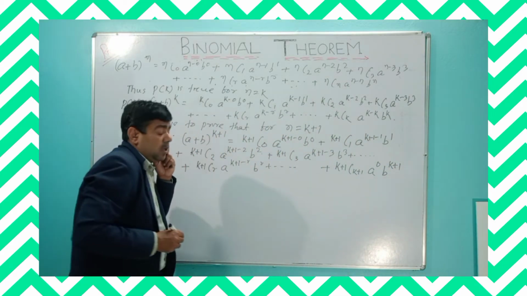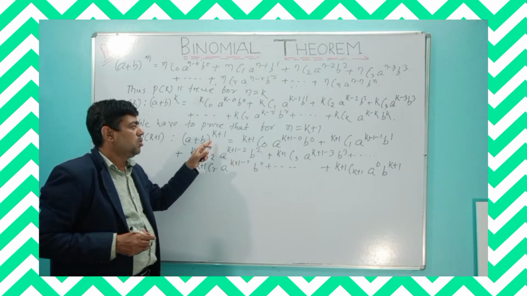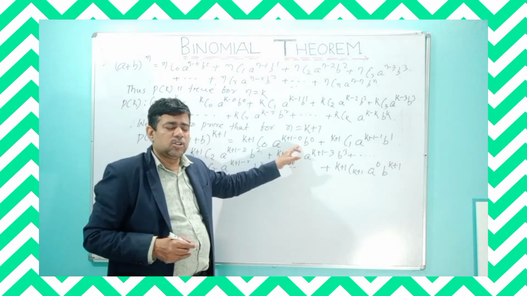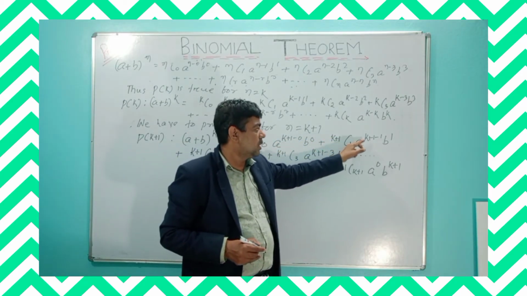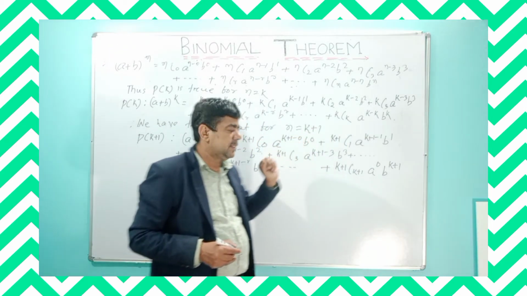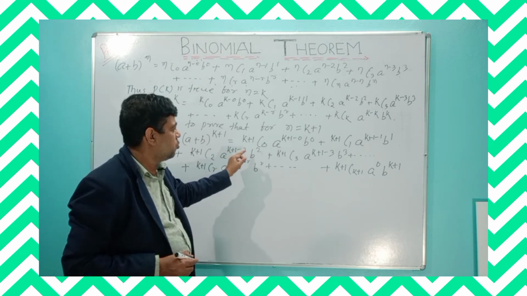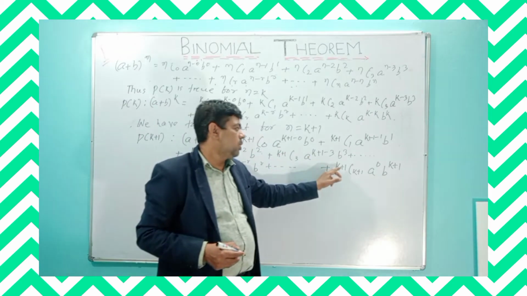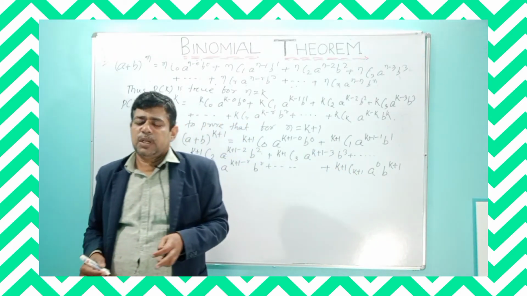Okay, and for n is equal to k plus 1, (a plus b) whole to the power k plus 1, which is (k plus 1)C0 a to the power k plus 1 minus 0 b to the power 0, plus (k plus 1)C1 a to the power k plus 1 minus 1 b to the power 1, plus (k plus 1)C2 a to the power k plus 1 minus 2 b to the power 2. In a similar manner, you can prove up to (k plus 1)C(k plus 1) a to the power 0 b to the power k plus 1.